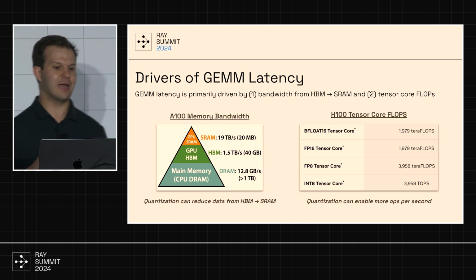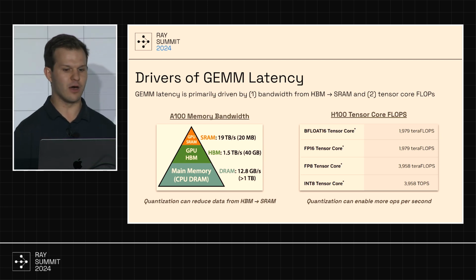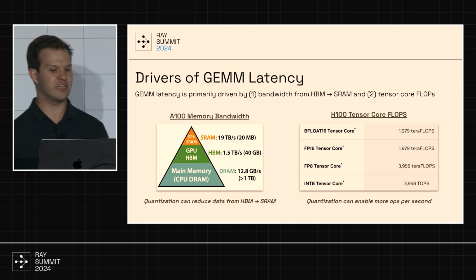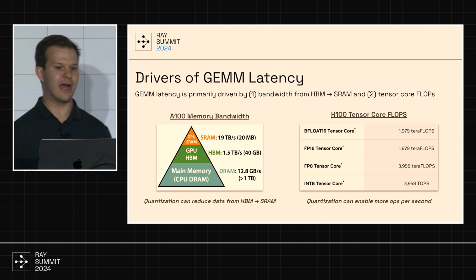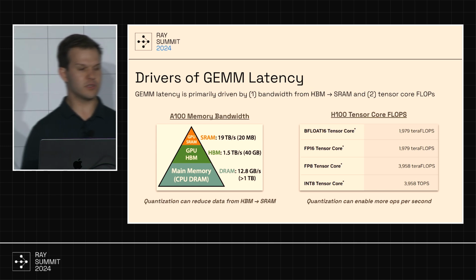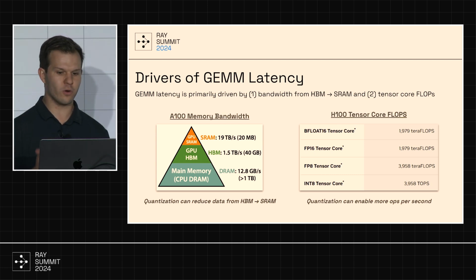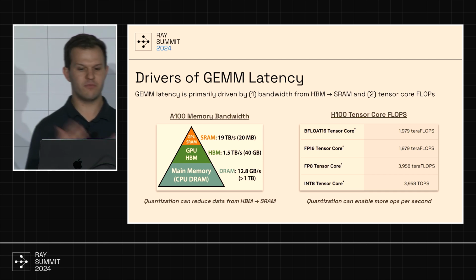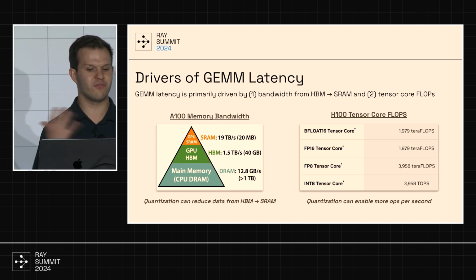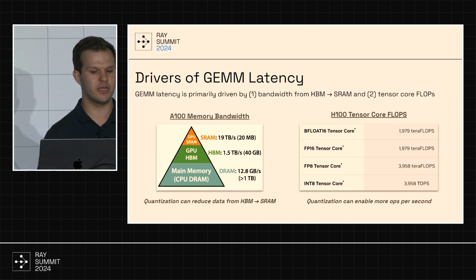So the latency of a GEMM operation is driven by, A, how long it takes to move the weights from HBM into the SRAM, as well as how long it takes to actually execute the tensor core flops. And these variables, the bandwidth, as well as the tensor core number of flops, are constants on the GPU. So an A100 40 gigabyte, for instance, has 1.5 terabytes per second of bandwidth from HBM to SRAM. On an H100, this is something like 3.35 terabytes per second.